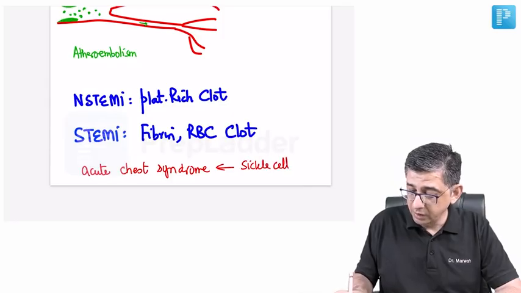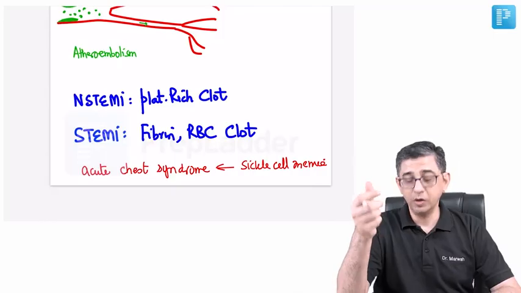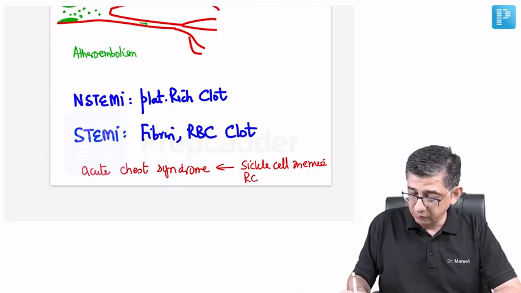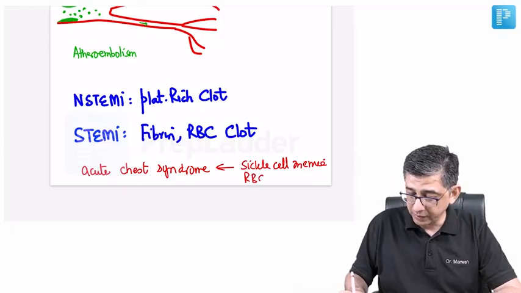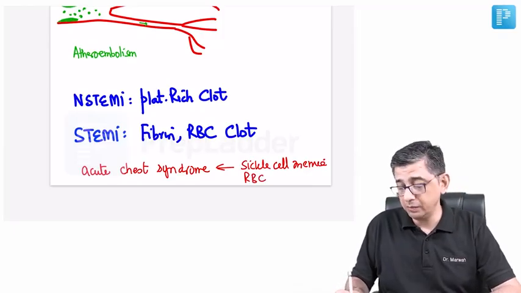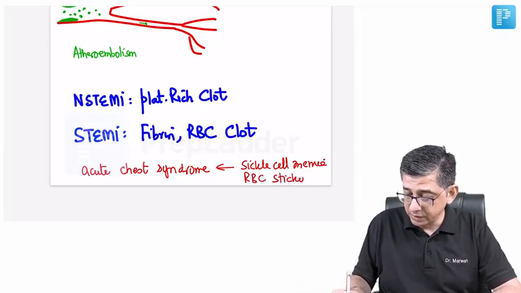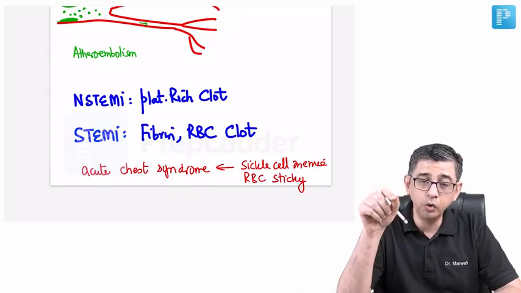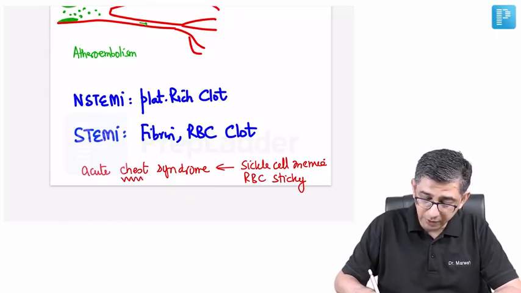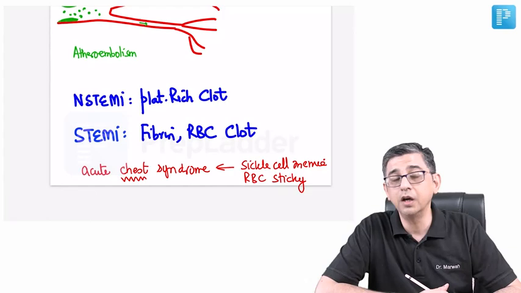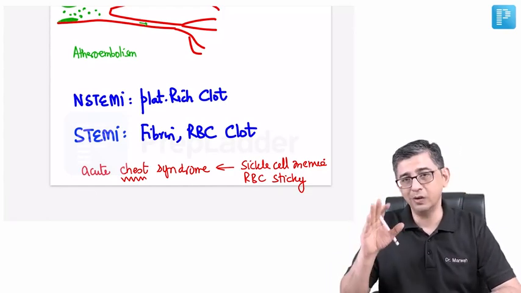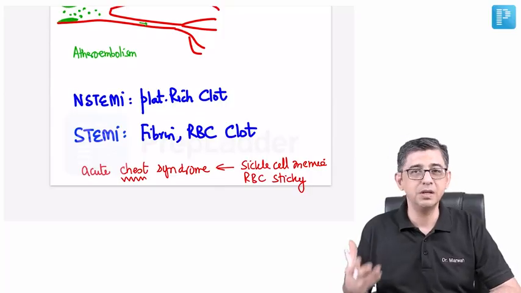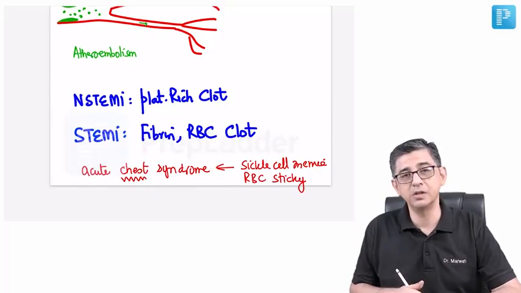Remember, in sickle cell anemia, there are sickling episodes and the RBCs become very sticky. And because the RBCs are sticky, they will occlude the microcirculation, and that can explain the chest pain in these patients of sickle cell anemia. It is sticky red blood cells which are the problem here. In acute coronary syndrome, the problem is atherosclerosis, but in acute chest syndrome, it's the sticky RBCs of sickle cell anemia which are the troublemakers.